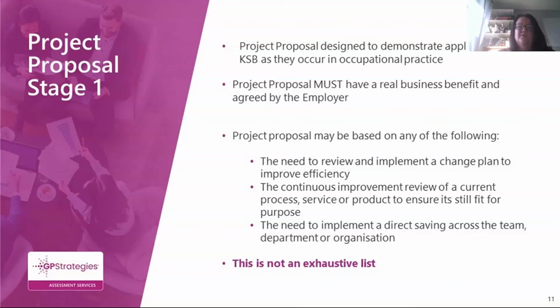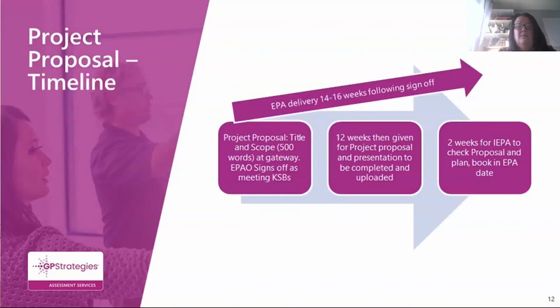So that's the sort of details for that proposal. I've called it stage 1. Again, I'm not going to go into that. I think I've done that to death now, but you've got 14 to 16 weeks following sign off for the EPA delivery. Title and scope, then 12 weeks given for the presentation and proposal to be completed.